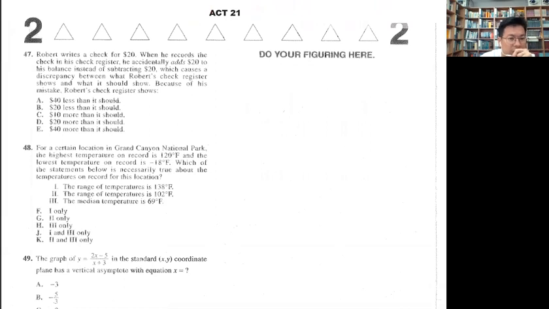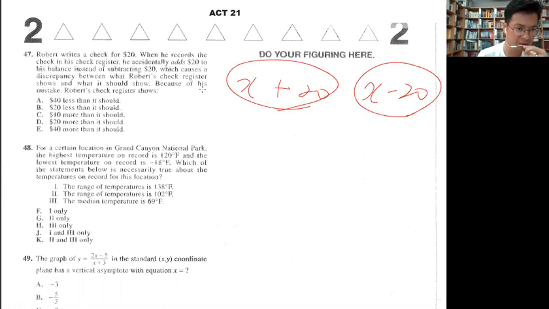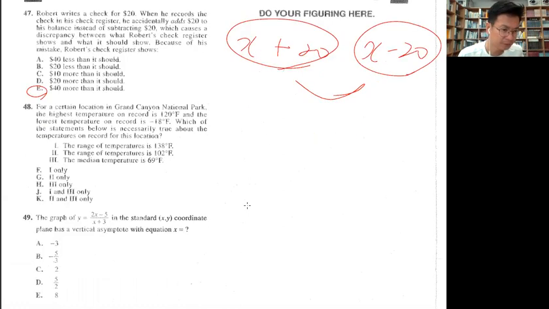Robert writes check for $20. He records the check in his checklister at $20 instead of, okay, adding 20. So I don't know how much he's supposed to subtract. Okay, so supposed to subtract. This is actual one, is this a mistake? $40 more. The difference between these two is 40 more.